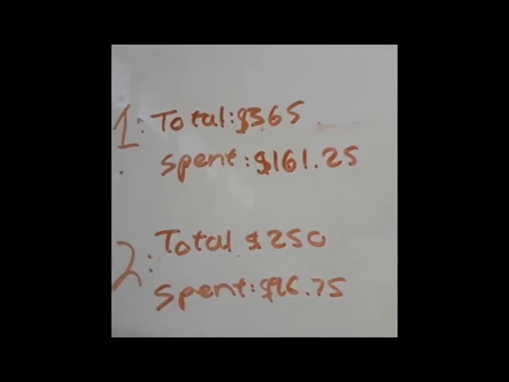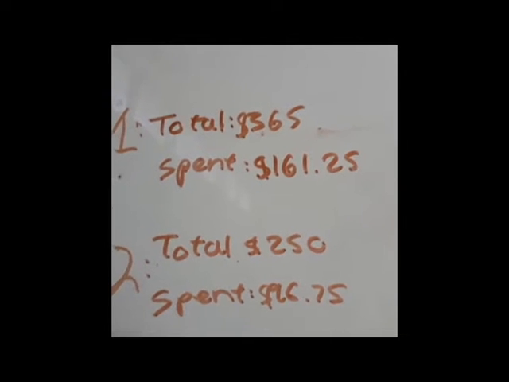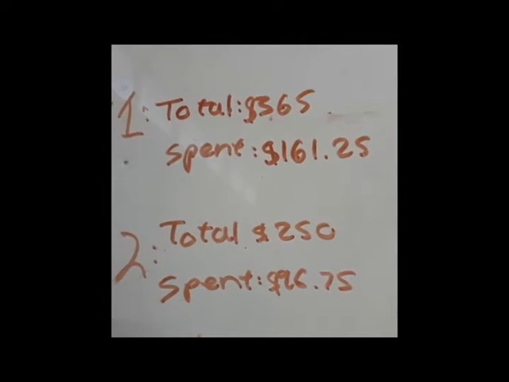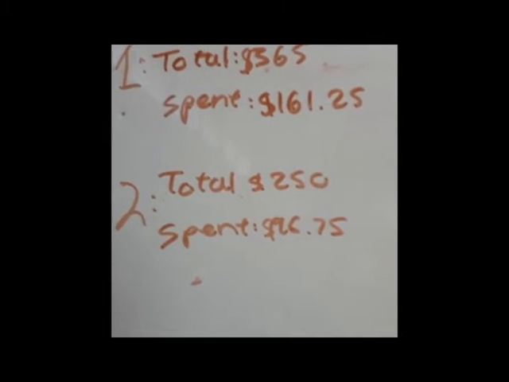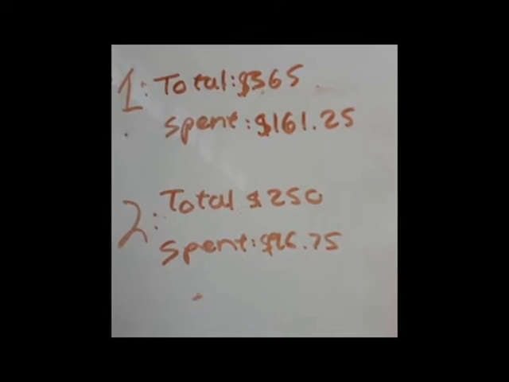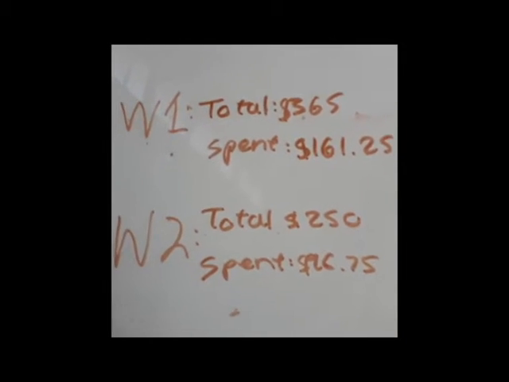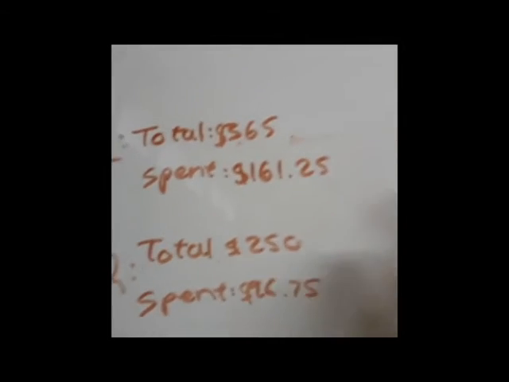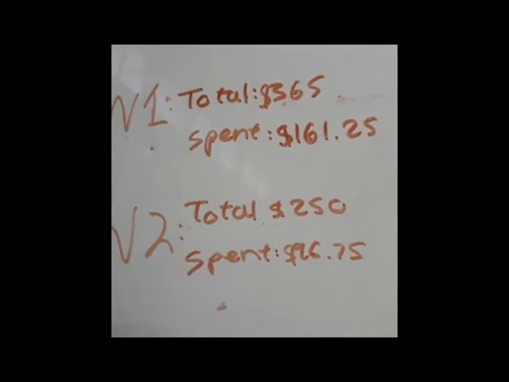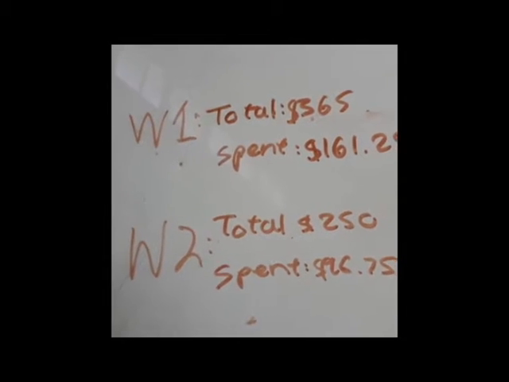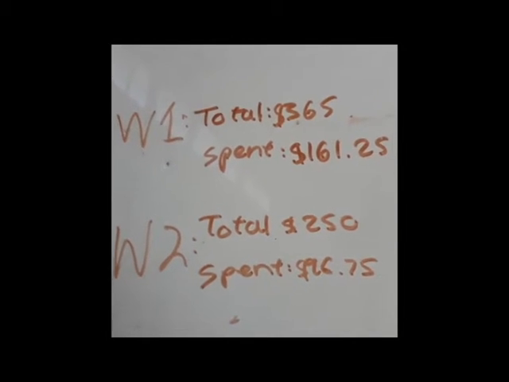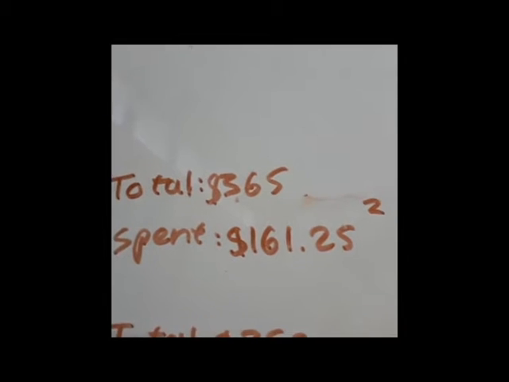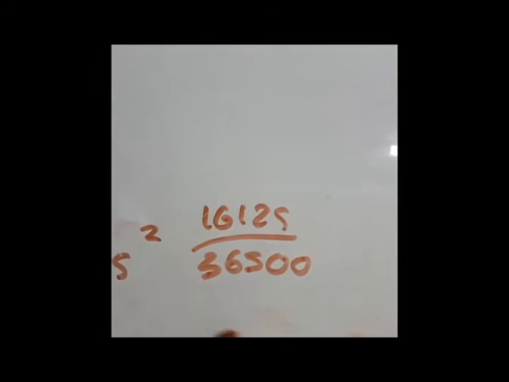This is a girl named Selena's spending list. In week 1, she had a total amount of money of $365 and she spent $161.25. In her second week, she had a total of $250 and Selena spent $96.75. Now this problem is basically asking us to figure out which week she spent the most in. We do this by calculating the spending percentage and seeing which percentage is the highest. The first step of this problem is to write the spent amount over the total. When you do this as a regular fraction, it would look like so.